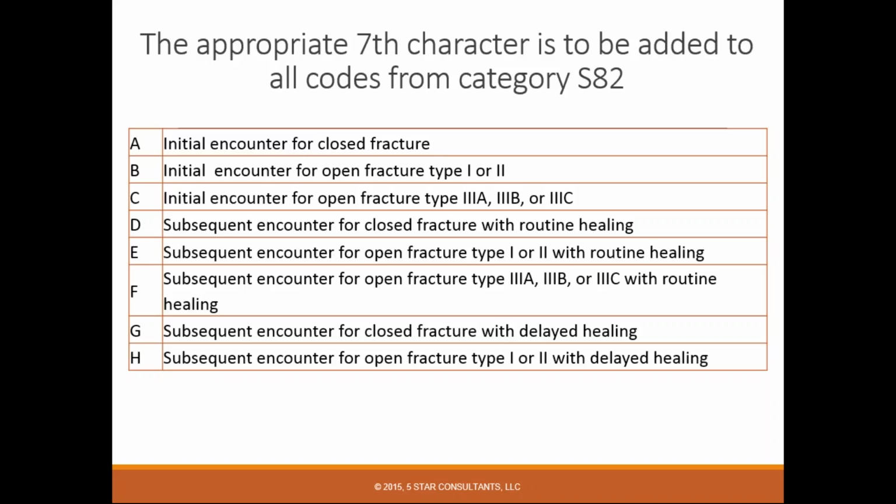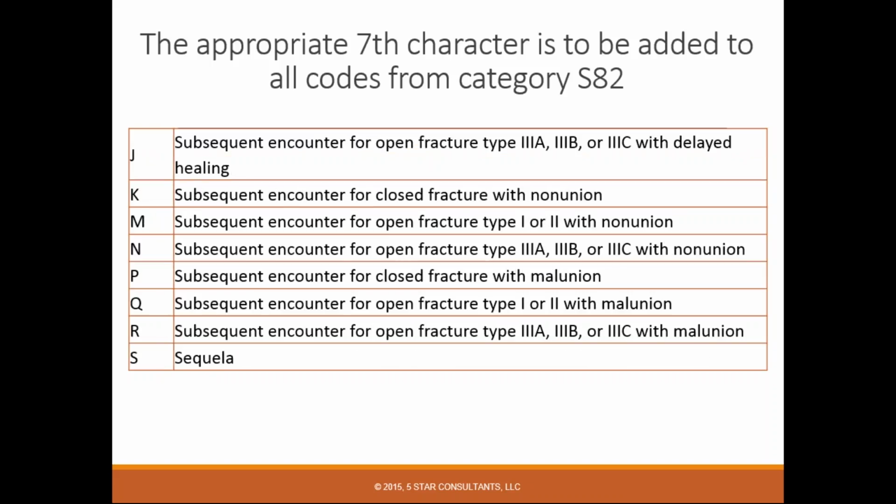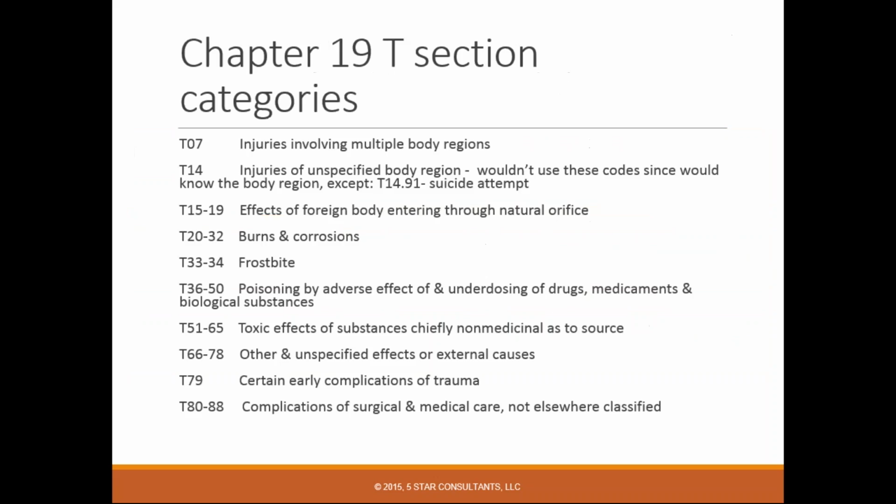Are we ever going to have that in documentation? Well, not too often, and we don't have open fractures that often. But D is our most common. G, we may have subsequent encounter for closed fracture with delayed healing. We may have a non-union, which is K. We may have a P, which is malunion. And we may have an S, which is sequelae. So that 7th character can be more than A, D, and S when we're talking about fractures.